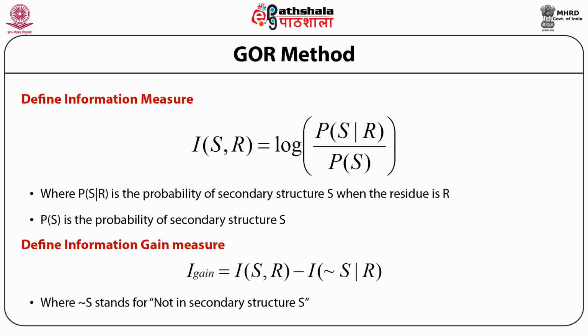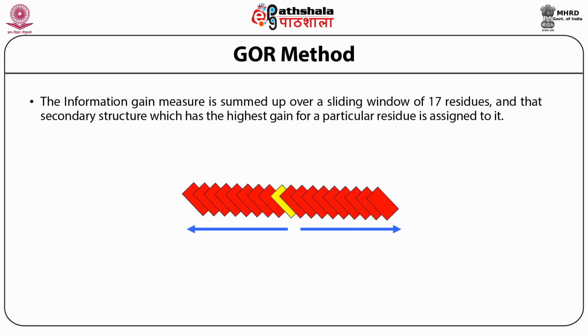So where I gain is I(S;R), the information that residue R comes in secondary structure S, minus the information where the residue R is not in the secondary structure S. So the difference between these two quantities is the so-called information gain. And then this information gain measure is summed up over a sliding window, this time of 17 residues, and the secondary structure assignment which gets the highest gain is assigned. So you do that for helix, for turn, for strand, and whichever value is highest, you simply assign that. So you just run through the protein like this.